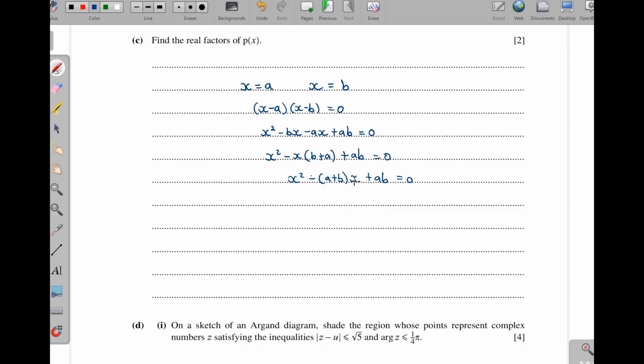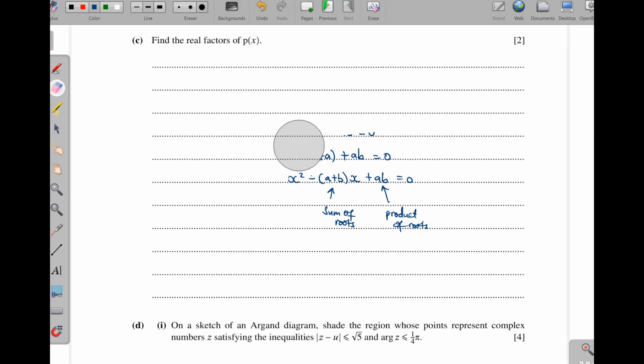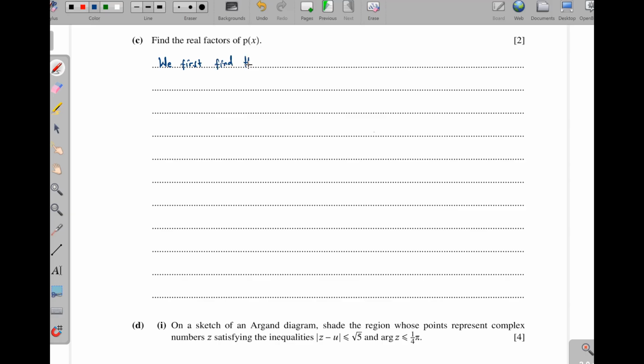Now, if you look at these two, this is the sum of the two roots we have, sum of roots, and then this one here is the product of the roots. You see that? So that means we need to get the sum of the roots and then the product of the roots to get the quadratic factor. Here I will say we first find the quadratic factor from the two complex roots.